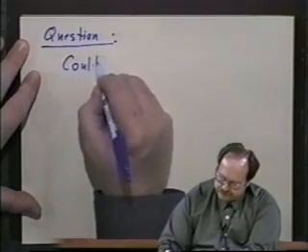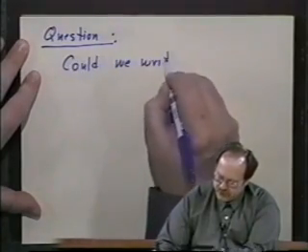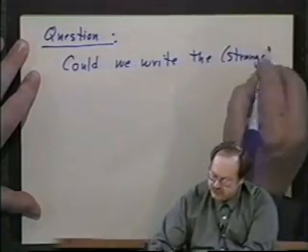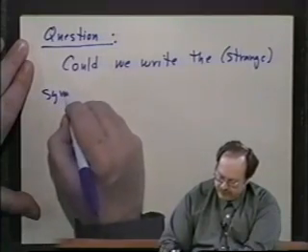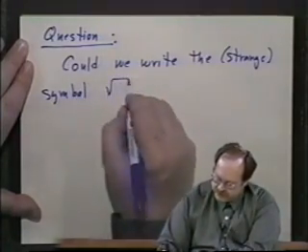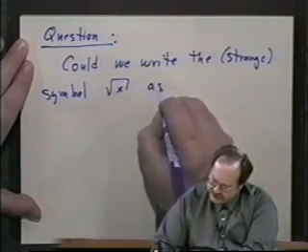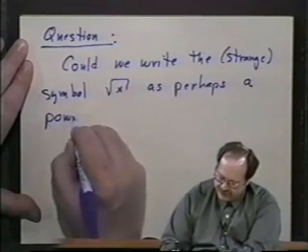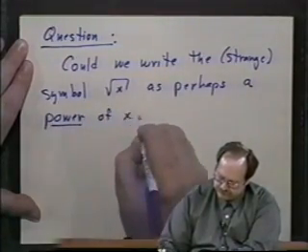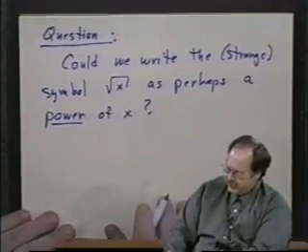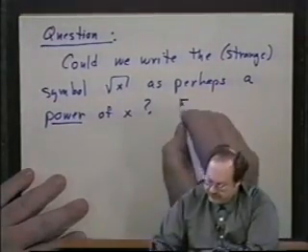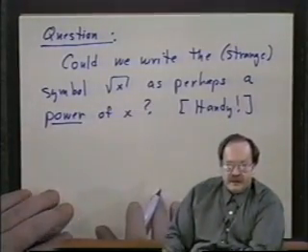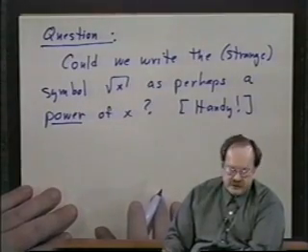Could we write the admittedly strange symbol, because it's an older symbol, say the square root of x, as perhaps a power of x, or an exponent of x? Could we possibly do that? Well, if we could, this would be handy, because we have a lot of rules for powers, and if the same rules apply, then we'd be in good shape.